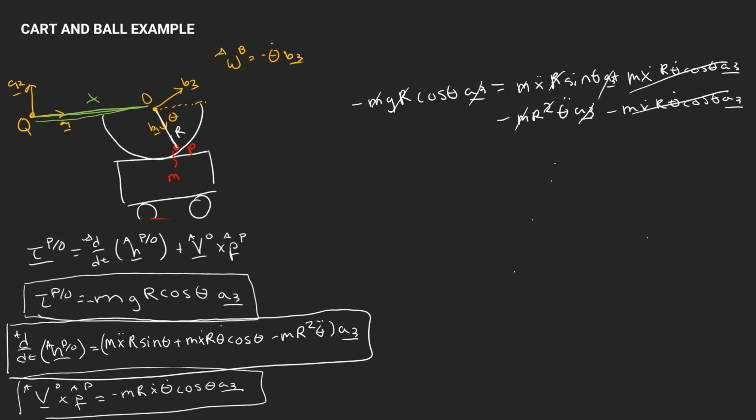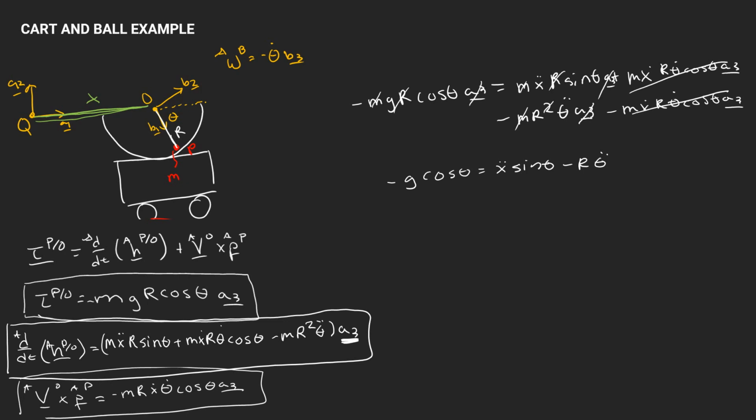One key thing here is that we could have written that in terms of b3, of course. No matter where it happens, either here or in prior steps, equating a3 and b3 will help you put everything in the same frame and help you eliminate some terms. And so what we end up with is negative g cosine theta equals x double dot sine theta minus r theta double dot.